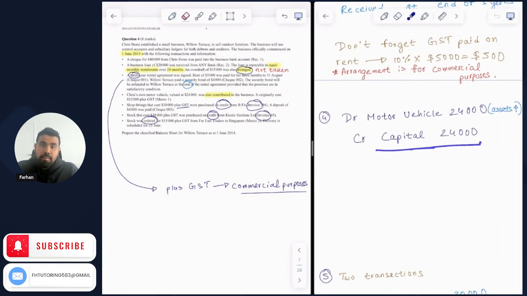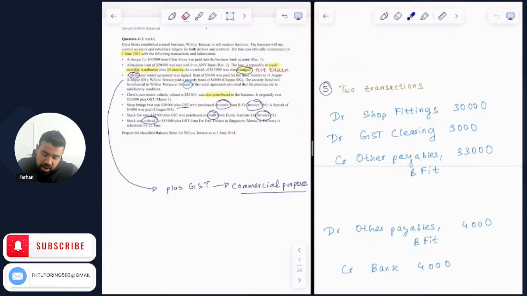But at the same time, our assets are increasing because of the motor vehicle that we have contributed into the business. And that is why we debit motor vehicle by $24,000, because when assets increase, we debit them. And debiting motor vehicle by $24,000, this needs to be shown as a non-current asset when you prepare the balance sheet, because the motor vehicle is going to be used for more than 1 year. All right. So let's move to transaction number 5.